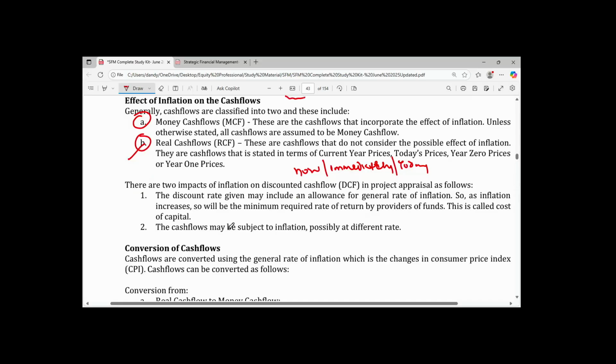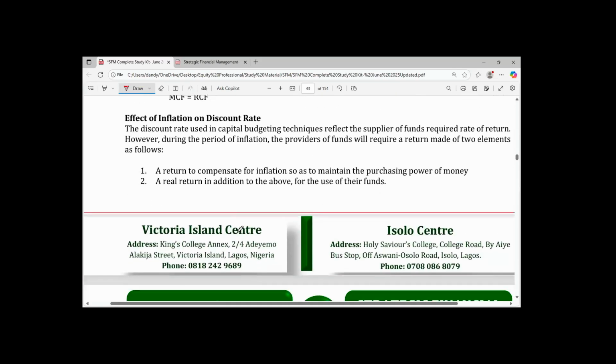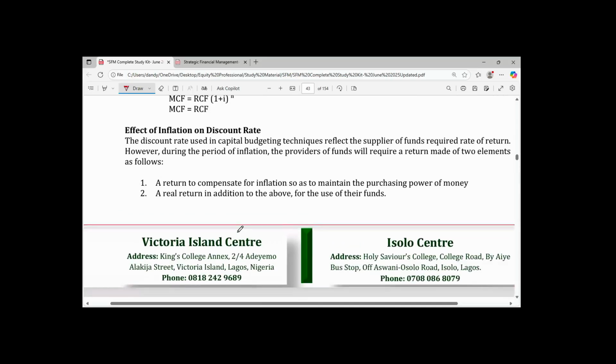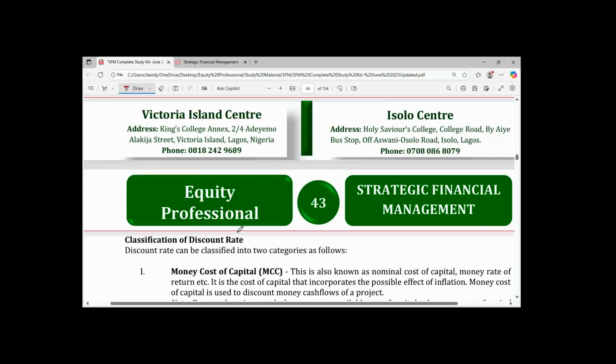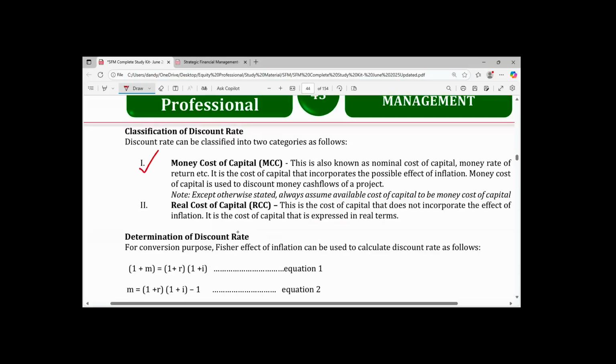All right. Again, just as you have cash flows, for the purpose of inflation, we also have cost of capital. Basically, there are two types of discount rate or cost of capital. We have money cost of capital. We also have real cost of capital. Cost of capital, you can also call it discount rate or rate of return. As far as inflation is concerned, if you are told rate of return, discount rate or cost of capital, it is the same thing. So for the purpose of inflation, we have money cost of capital and then real cost of capital.